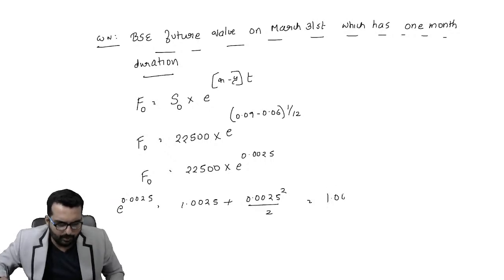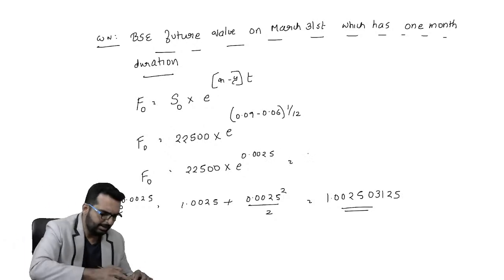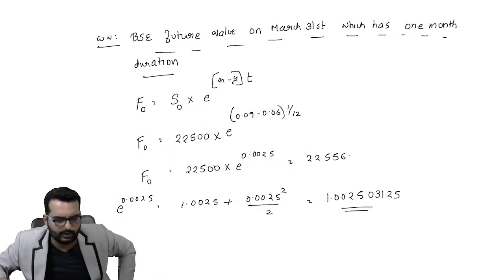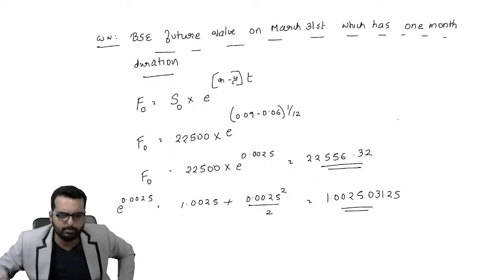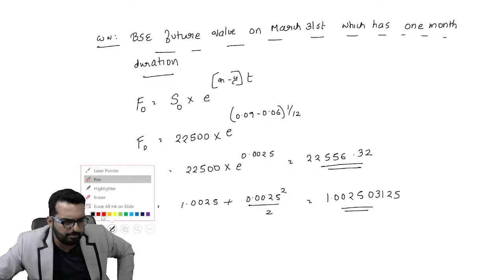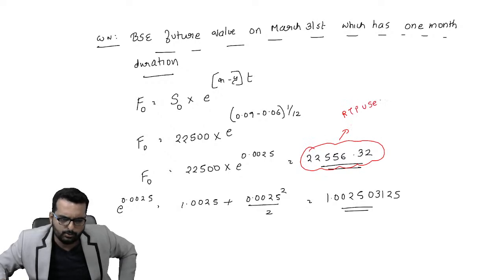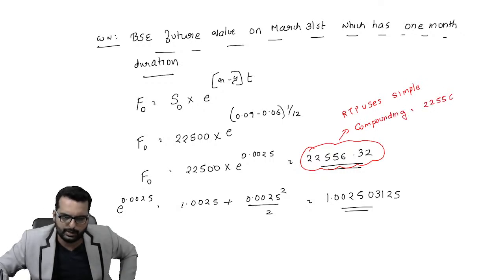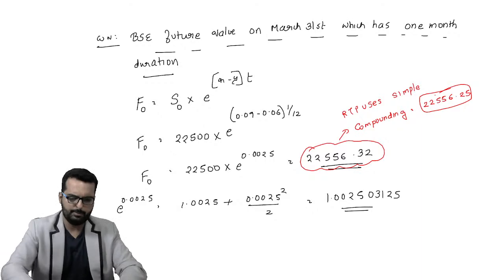Do I get the answer as 1.002503125? Beautiful. So this multiplied by 22,500 should give me 22,556.32. This should be the answer. 22,556.25. In your RTP, they have used simple compounding. Little difference. So I'll just write down that also. RTP uses simple compounding, and they have got the answer as 22,556.25. Slight deviation. Can you write down this in your books now?